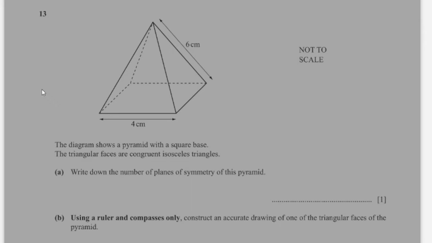Question number 13. The diagram shows a pyramid with a square base. The triangular faces are congruent isosceles triangles. Write down the number of planes of symmetry of this pyramid, which is 4.